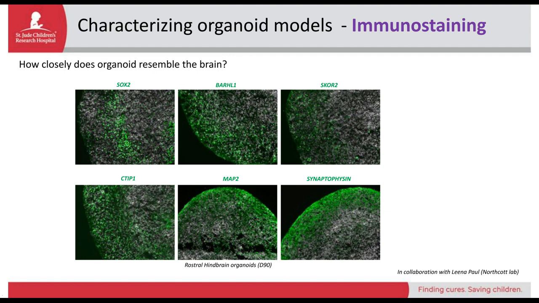Here, for example, we have a bunch of rostral hindbrain organoids that we made in the lab, and we've sectioned and stained them in collaboration with the Northcott lab to check for the presence of a certain specific cell type.